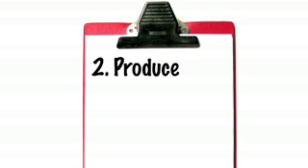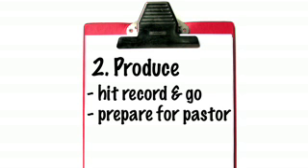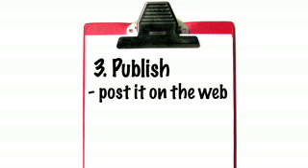The second one is produce. This is where you obviously open up the mic, hit record, and go. Or if you're doing your pastor's sermons weekly, it's setting up and make sure you're ready to go on Sunday morning. The third one is publish. Once you've created your podcast, you need to prepare it for publishing and posting it on the internet.